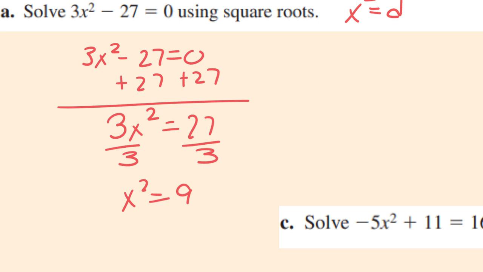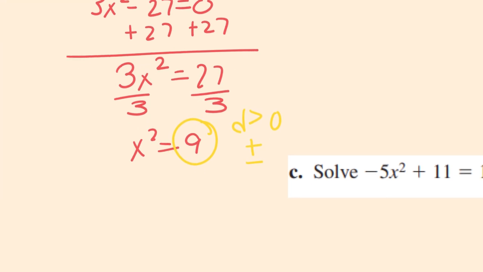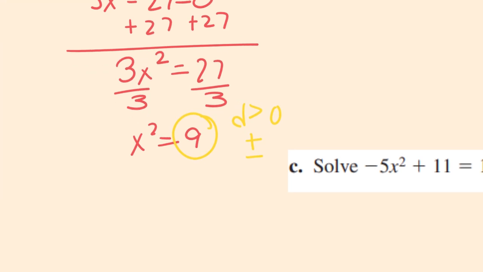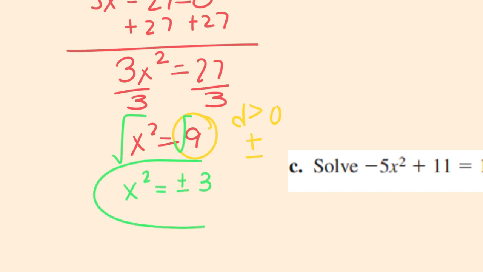So what I would do is, if you want, circle the 9, which is d, and determine if d is going to be greater than, less than, or equal to 0. In this case, d is 9, so d is greater. That means we're going to have a plus or minus when we take the square root. So if I square root this, we're left with x equals plus or minus 3. And that is our answer.